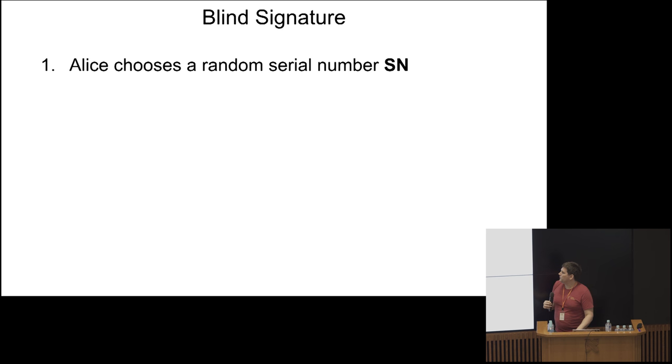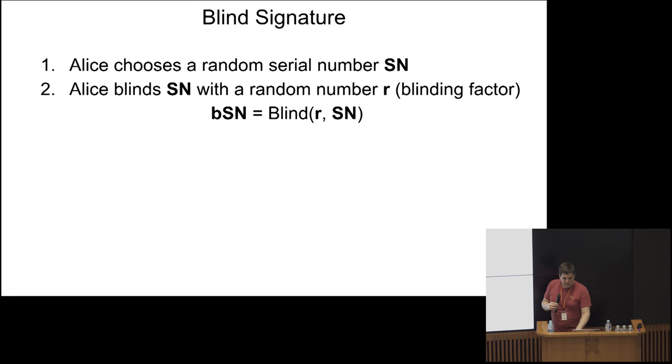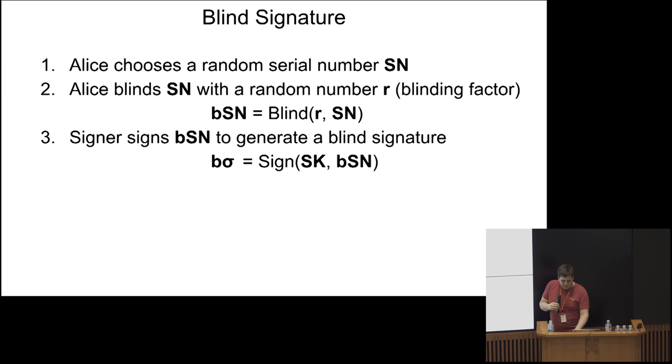So as before, Alice chooses a random serial number. However, now Alice blinds the serial number with a random number R. And we call R the blinding factor. So she has some function that takes her serial number and takes R and generates a blind serial number. Now Alice sends this blind serial number to the signer to get a blind signature.